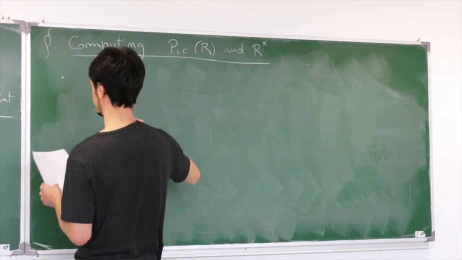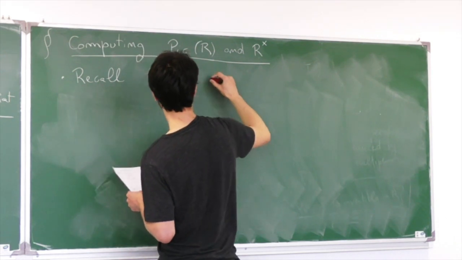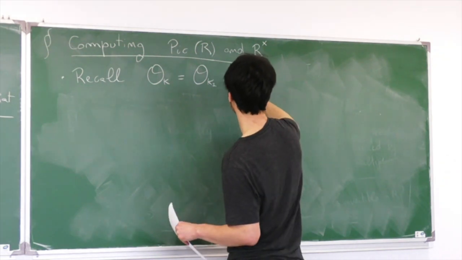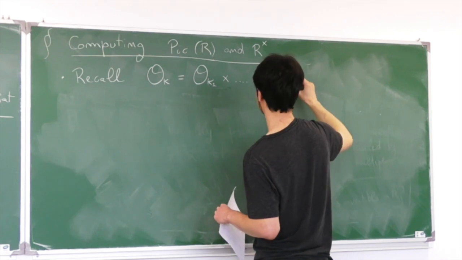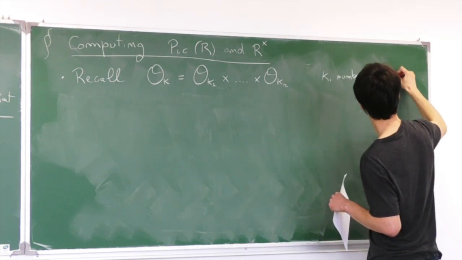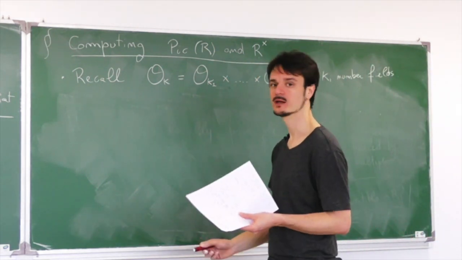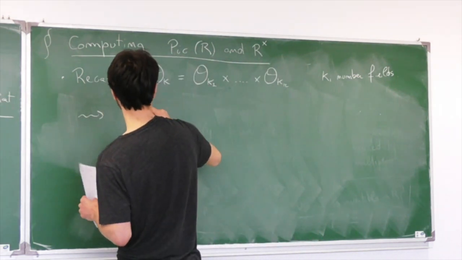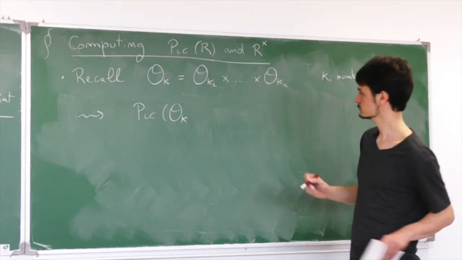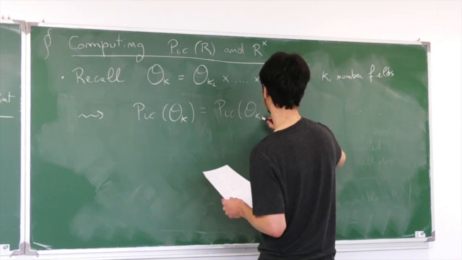Okay, so first recall from what we said the last time, that the maximal order of K is always equal to the product of the maximal orders of the number fields that appear in the decomposition of K. So K is a product of number fields, and this decomposition into products descends to the maximal orders. Okay, and in particular, if you think a little bit, this decomposition behaves well with the notion of ideal classes. In other words, this induces a decomposition into product of the Picard group of OK. So the Picard group of the maximal order of the étale algebra is equal to the product of the Picard groups of the maximal orders of the number fields.